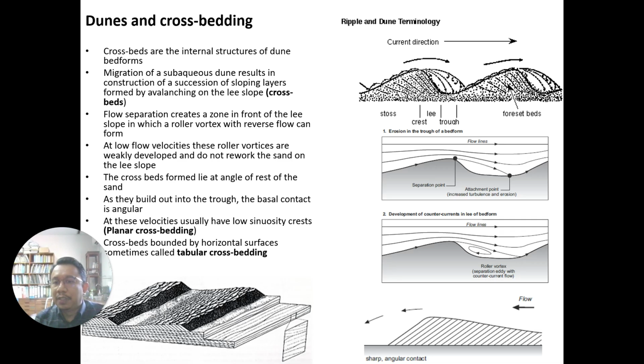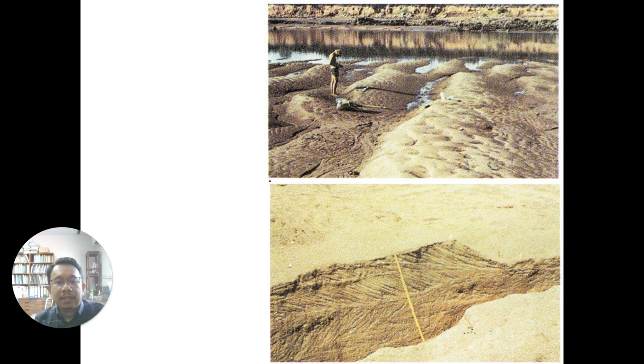So let me just show you examples of modern day dunes with cross beds. This is from a well-known publication, from a tidal flat in Newfoundland, I believe. And here, with the geologists, you can actually see dunes. This is the stoss, this is the dune crest, and then you have the lee slope here.